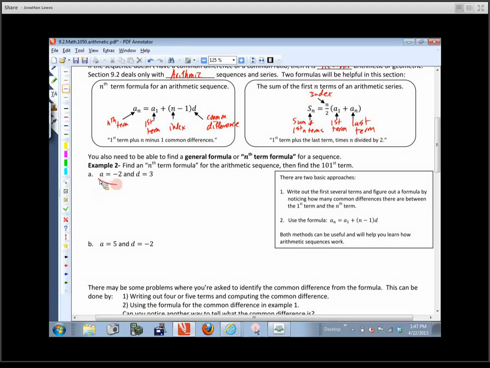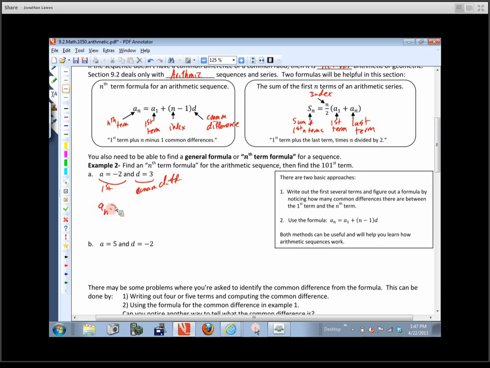Do we know the first term? If they didn't put a subscript on it, it's a sub 1. It is the first term. So that right there is the first term. That's the common difference. Okay? So watch please. Don't write anything down.